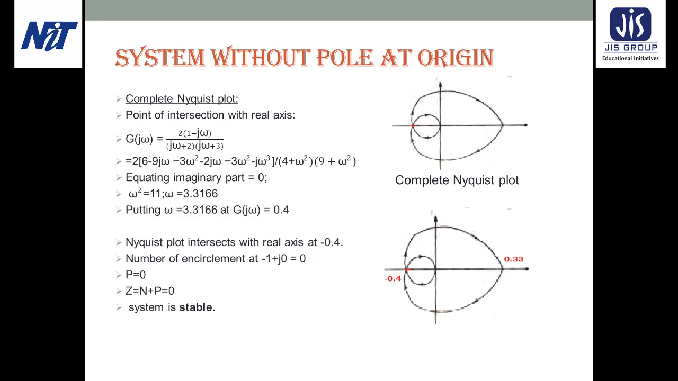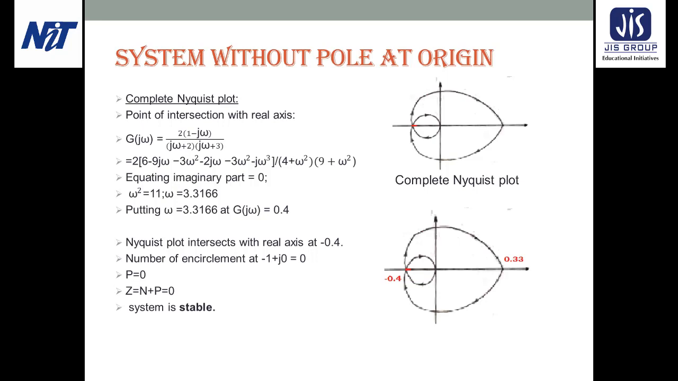Now we will consider the number of open loop poles on the right hand side. If we consider the clockwise encirclement, then N is equal to 0, and Z is equal to N plus P. As P is equal to 0, Z becomes 0, and hence the system will be stable.